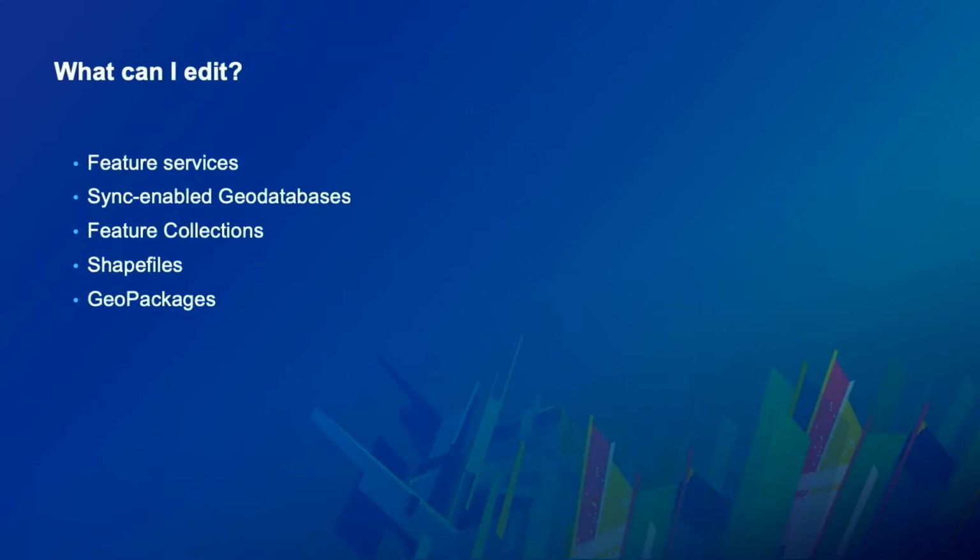So what can you edit with the runtime? Well, you can obviously edit feature services. You can edit what we refer to as sync-enabled geodatabases. Where do you get these? Well, you get these from a feature service. That's what happens when you take a feature service offline. You can work with feature collections. These are collections of features that are stored inside of your web map or as a separate web resource that you can reference from within your web map. You can also edit shapefiles and geo packages, but most of what we're talking about today are to do with feature services.